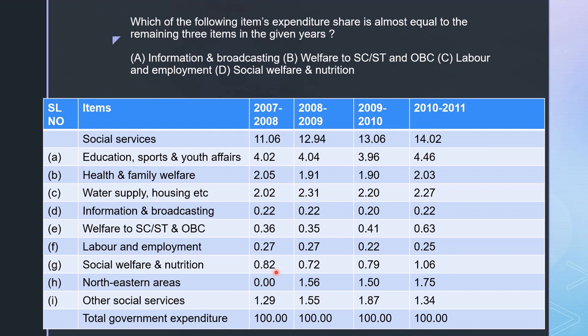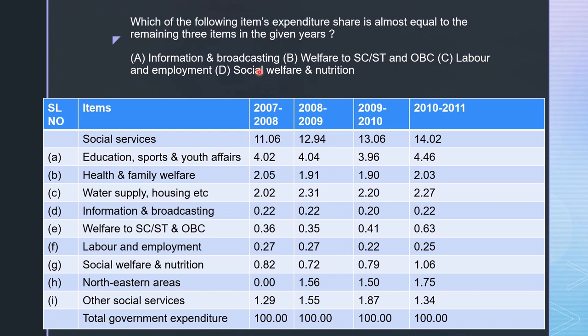Next option is, if we add 0.22, 0.35, 0.27, this value is 0.84, which is not equal to 0.72. So, what is the right option? Option D is the correct answer.